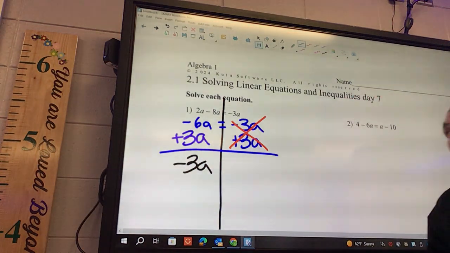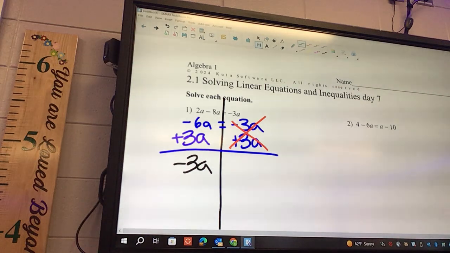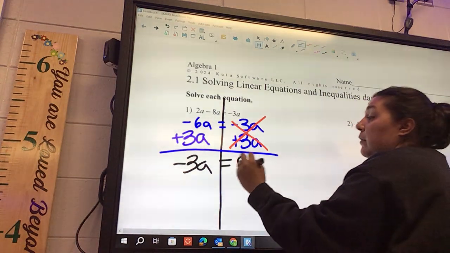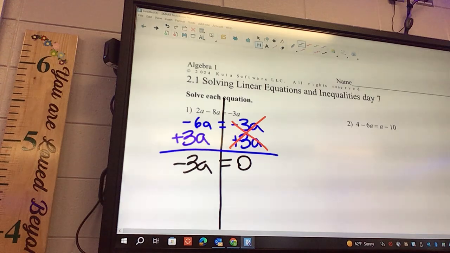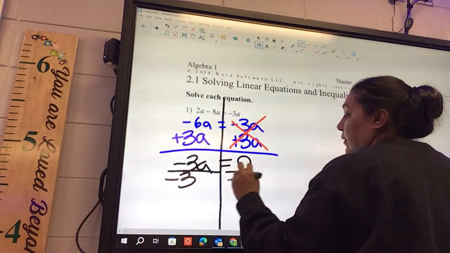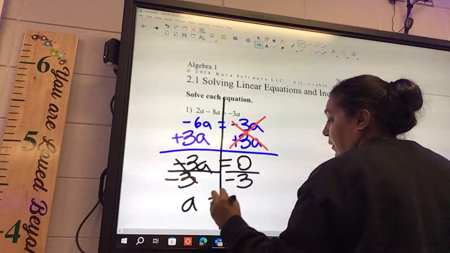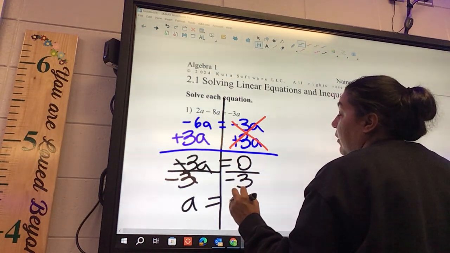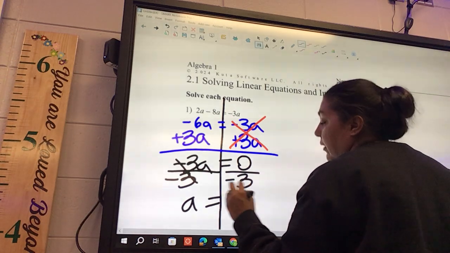Okay, and here's where we're like, oh shoot, because we're solving for A. It should say A equals something. What does it really mean when we cross off? It's 0. It means 0. So right here, it should say equals 0, because that's what it means. Okay, and then how are you gonna finish this? Divide by negative 3. 0 divided by negative 3 is 0.